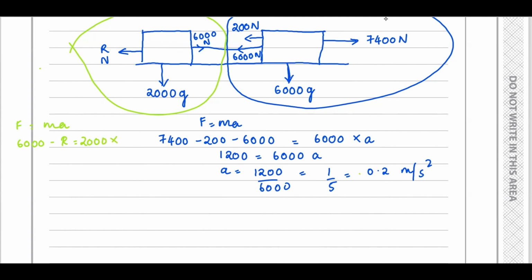So acceleration, we already got the value as 0.2. So 6,000 minus R is equal to 2,000 into 0.2. That will give you 400. So minus R goes to the right hand side, it becomes positive R. And 400 goes to the other side, it becomes minus 400. So 6,000 minus 400 is 5,600. So the answer will be 5,600 Newton will be the resistance for the block. First part is done, 5,600 Newton.